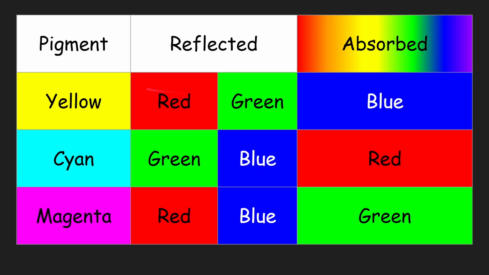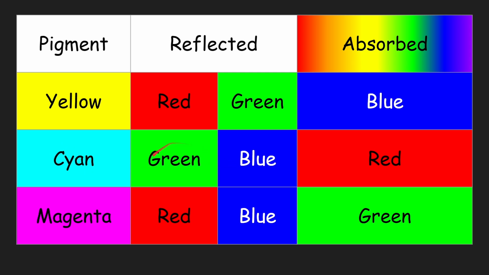Here's a little table to help you with this. The pigment is listed on the side here. If you have a yellow paint, yellow dye, a yellow shirt, what it is doing is allowing the red and green light in the white light to be reflected to the eyes of the person who is seeing this shirt, piece of paper, whatever it is. And that's happening because out of the white light, the color that is being absorbed is blue.